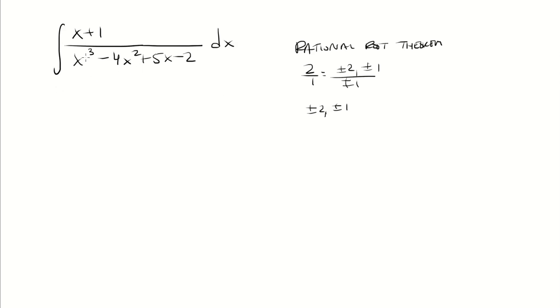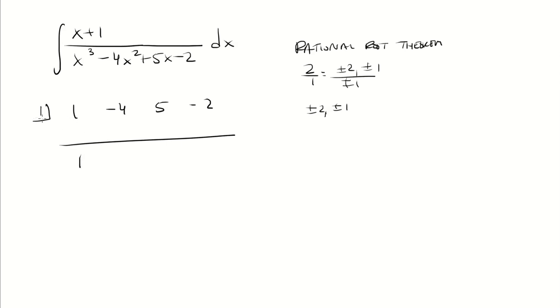So if I plug in 1 here, we have 1 cubed minus 4 times 1 squared plus 5 times 1 minus 2. That's going to equal 0, which means x equals 1 is a factor, or x minus 1 is a factor. So I can use synthetic division to figure out what are the other different factors. So we're going to put in the numbers.